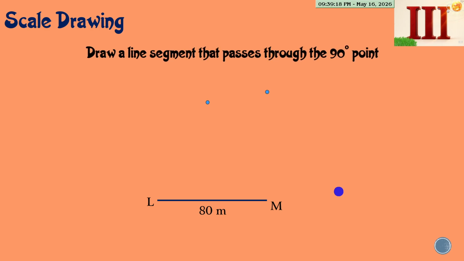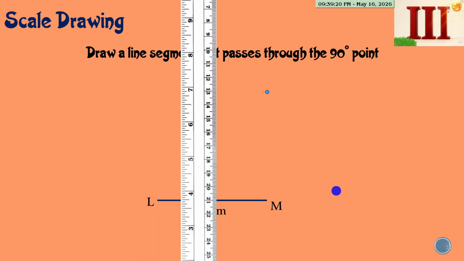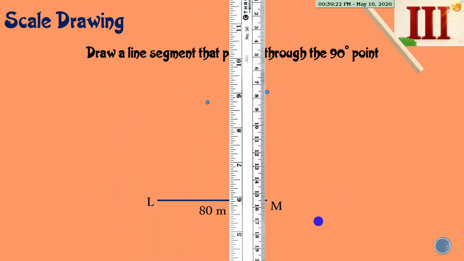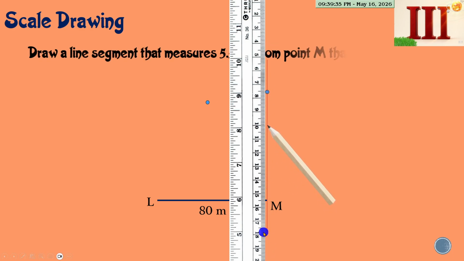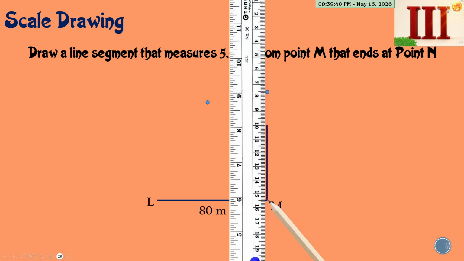So the first line is going to measure 5.5 centimeters. Of course, you have to draw the line first to make sure it is indeed 90 degrees, and then you're going to make sure it's 5.5 centimeters or 55 millimeters. So this point here is going to be N. And the length of this side is going to be 55 meters. Notice we're using the actual distances.